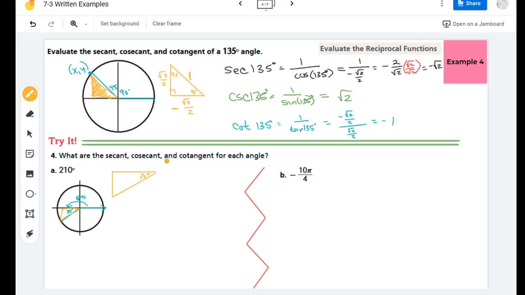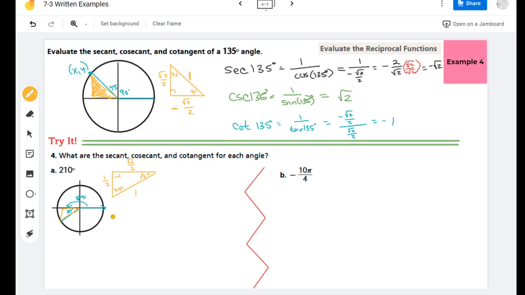So here's 30 degrees, here's 60 degrees, here's 90. So I know my hypotenuse is 1. I know that the short side across from 30 is half of that hypotenuse, so it's 1/2. And 60 is the square root of 3 times my short leg.